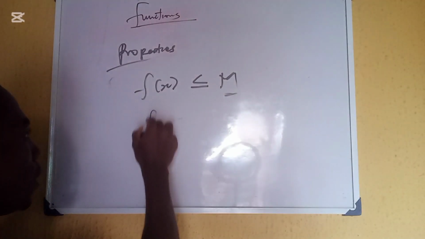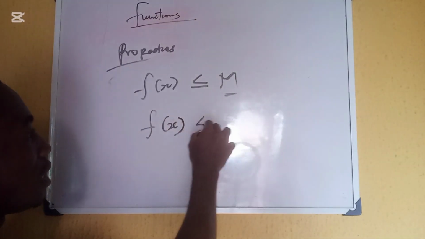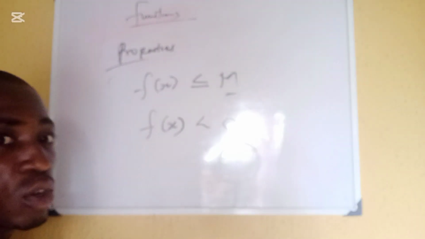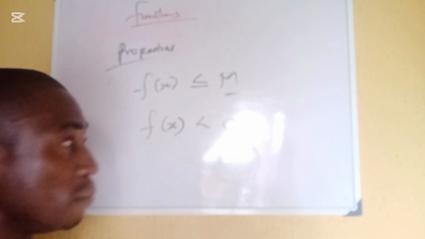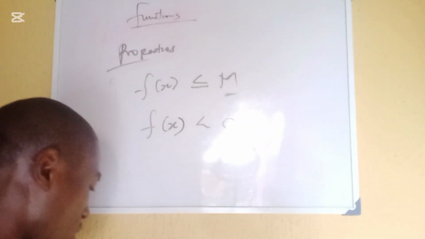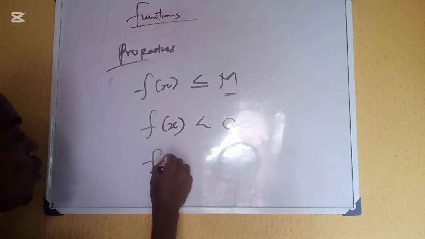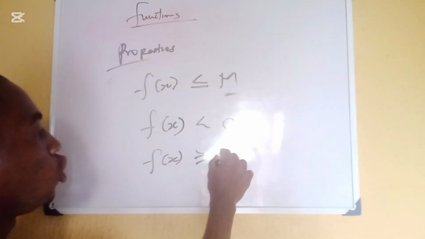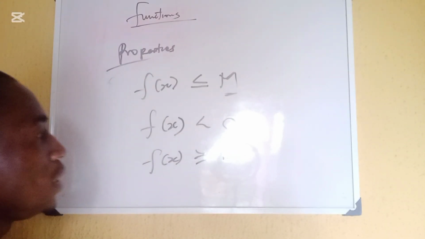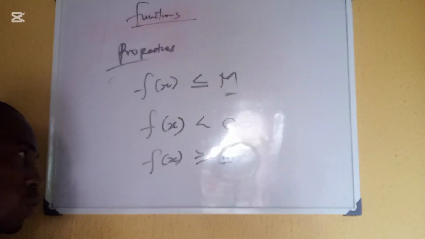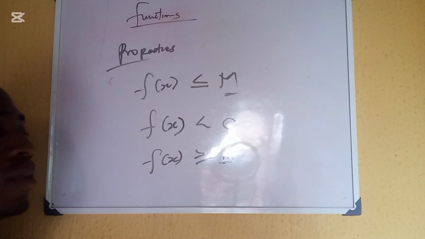But when the function is not bounded above, we have f of x is less than infinity, meaning that the function keeps increasing without bound or without limits. So we don't know where it will terminate, it just keeps increasing. Then a function is bounded below if f of x is greater than or equal to m. So meaning that the function cannot decrease below m. It can only be equal to m or greater than m, but it cannot go below it.